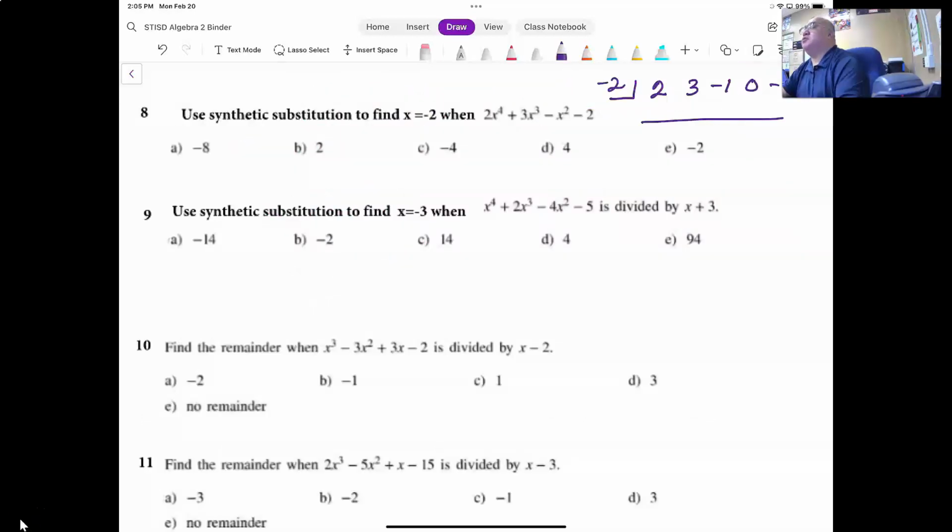I'm going to use synthetic substitution to find y when x is equal to negative 2. So we have 2. Negative 2 times 2 gives you negative 4. 3 plus negative 4 gives you negative 1. Negative 2 times negative 1 is 2. Negative 1 plus 2 is 1. Negative 2 times 1 is negative 2. Negative 2 times negative 2 is 4. Negative 2 plus 4 is 2. The remainder is 2, so we have f of negative 2 is 2.